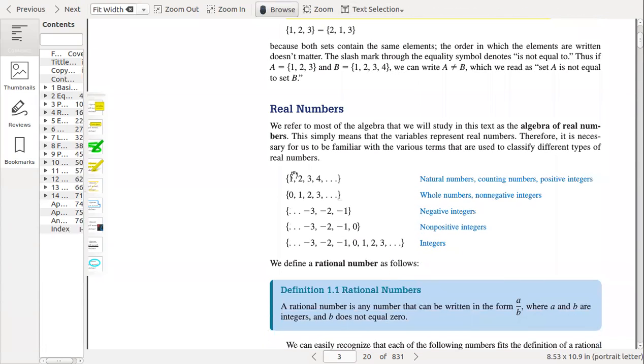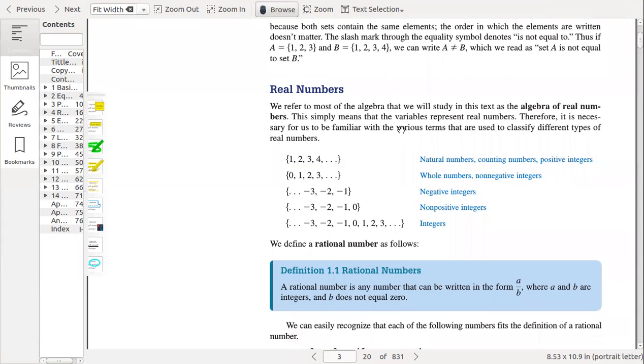Next are the real numbers. We refer to most of the algebra that we will study in this text as the algebra of real numbers. This simply means that the variables represent real numbers. Therefore, it is necessary for us to be familiar with the various terms that are used to classify different types of real numbers.